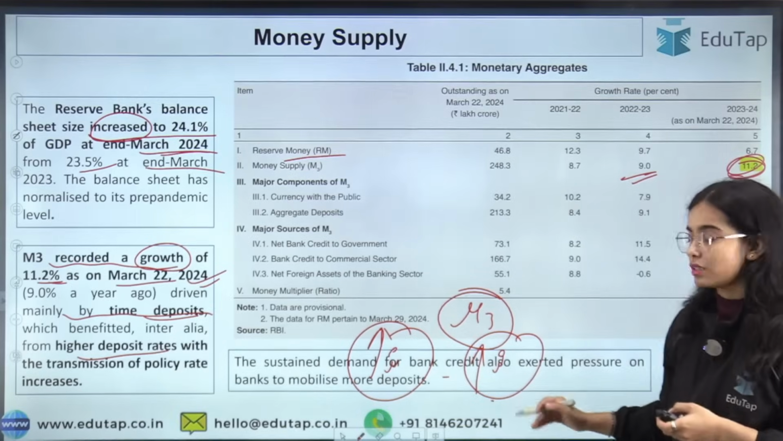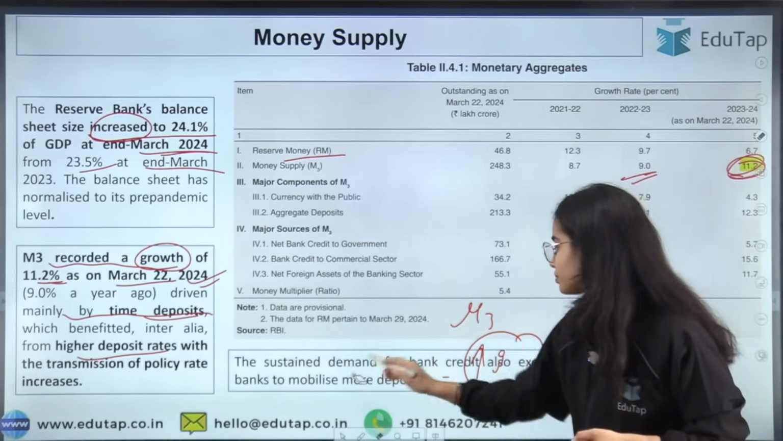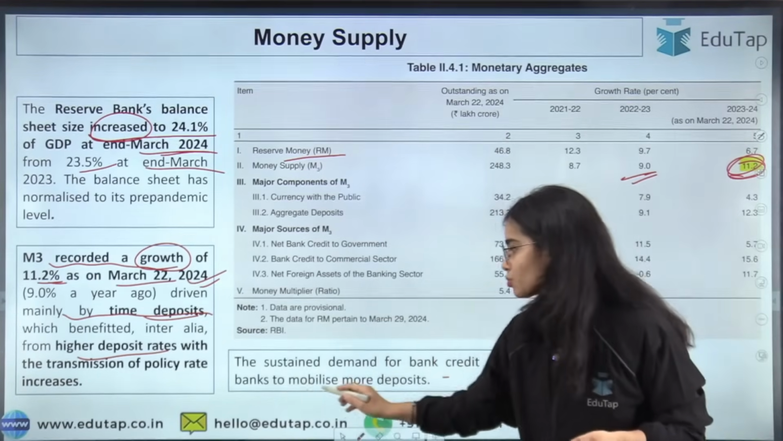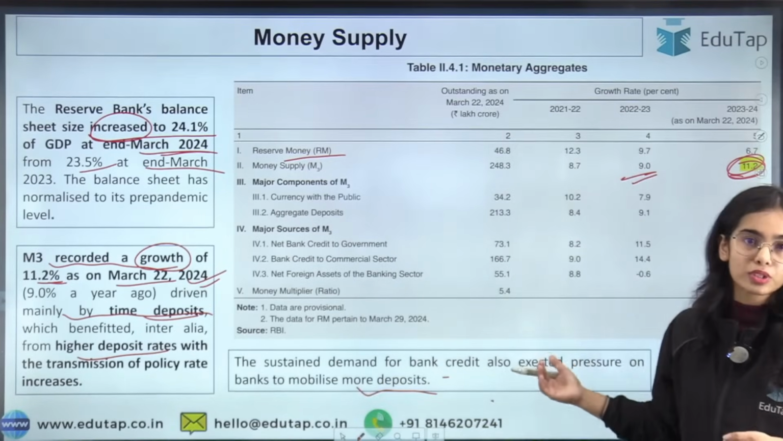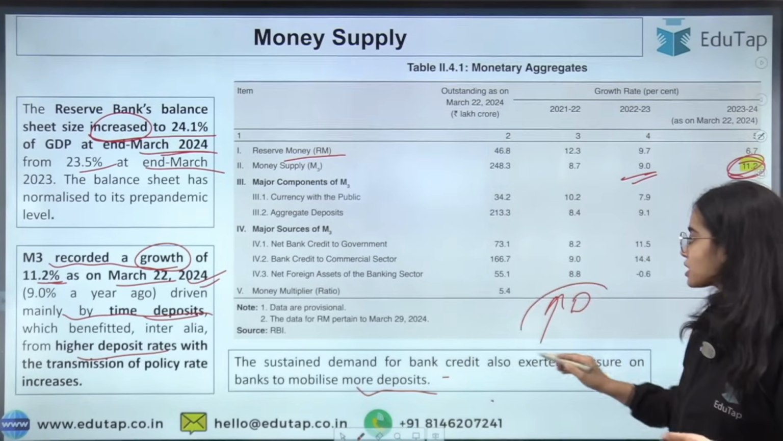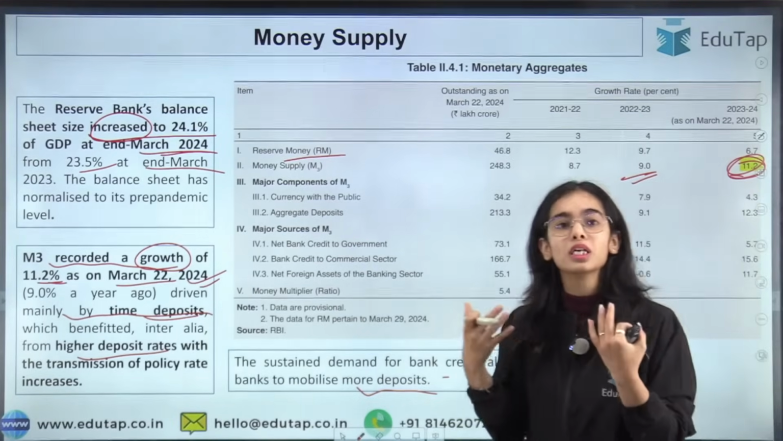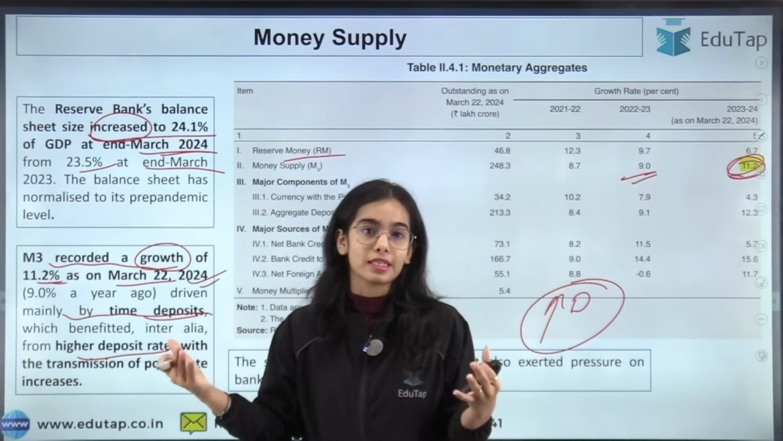The sustained demand for bank credit also exerted pressure on the banks to mobilize more deposits. So this is also the reason that the deposits increased, because the banks were mobilizing more resources, because there was increased demand for credit because of the good conditions in the economy.